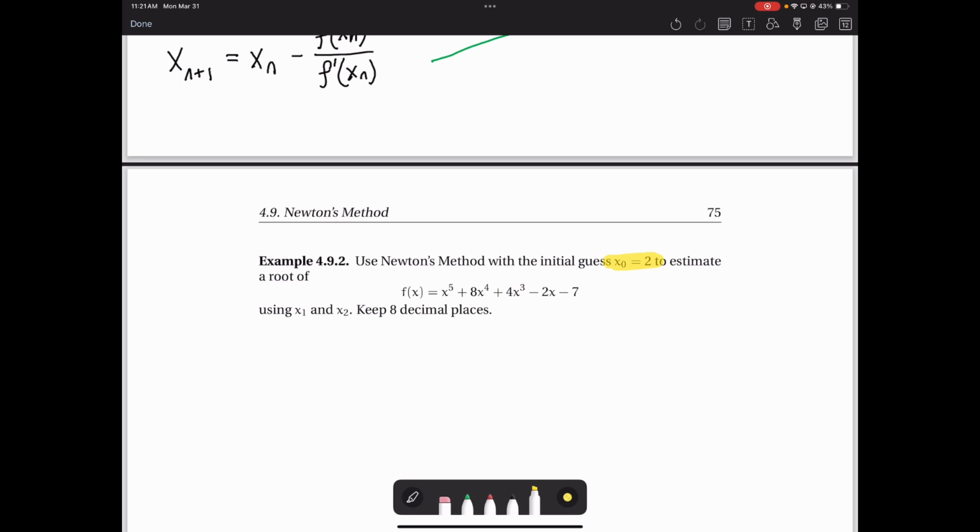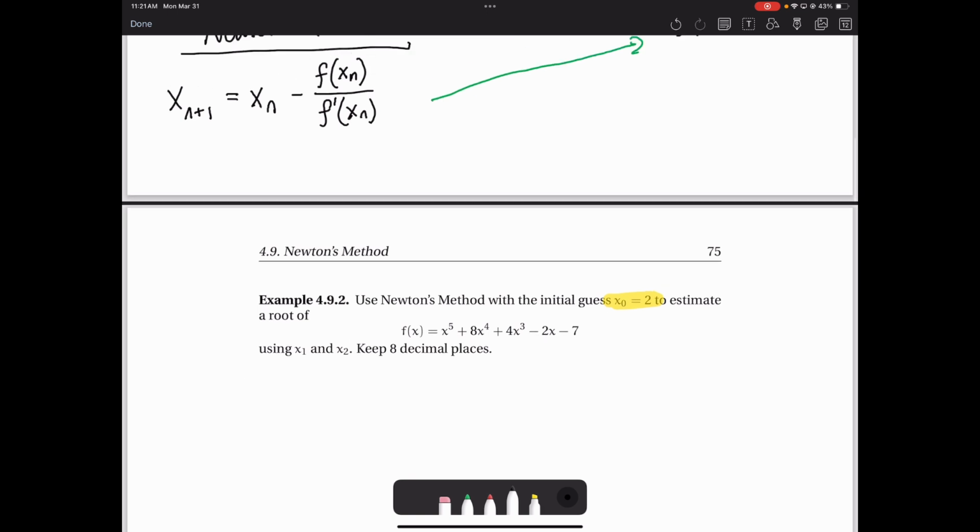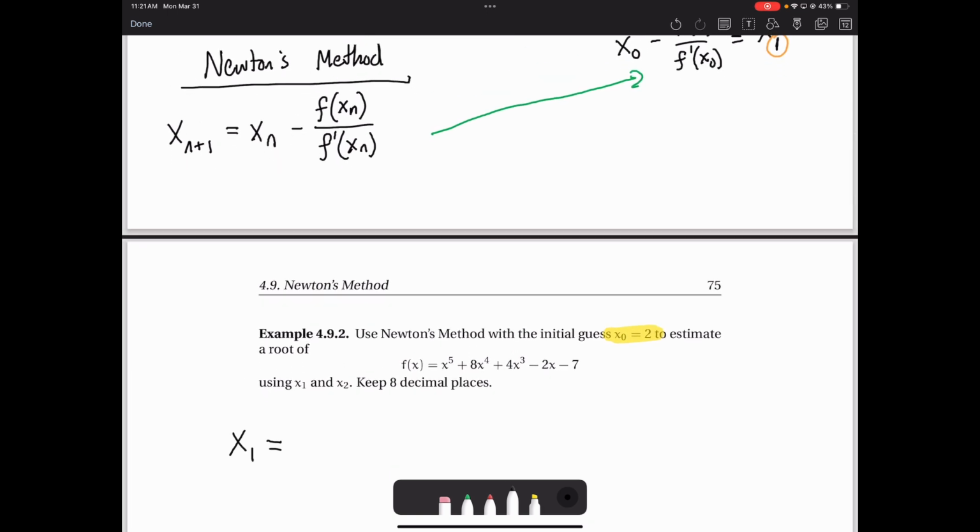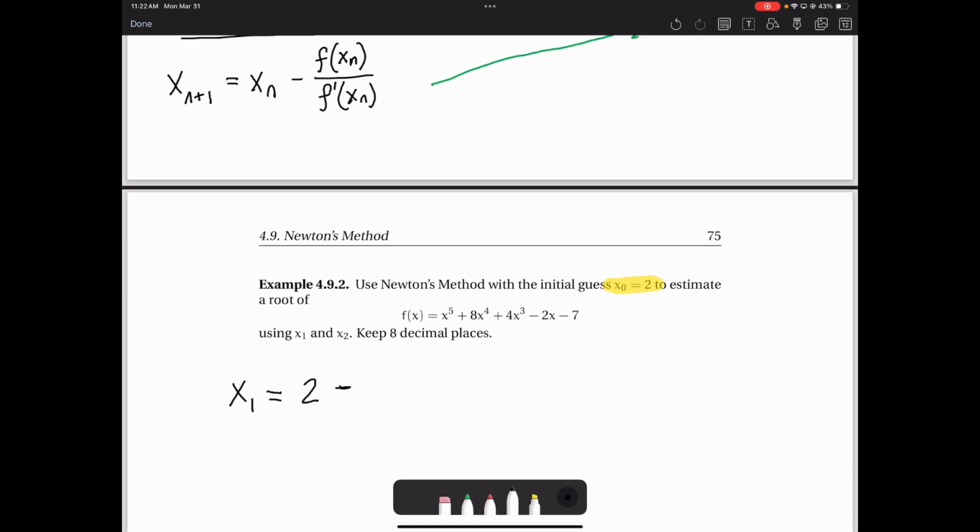Okay. So let's try this out. If I want to figure out what x1 is, my first approximation of what the root is, how do I do this? I can just follow along with my Newton's method formula. So if I want my next guess, I'm going to do my previous guess, which all we have so far is just that initial guess of 2. So I'm going to do 2 minus. Okay. Now what do I need? I need the function value at 2.